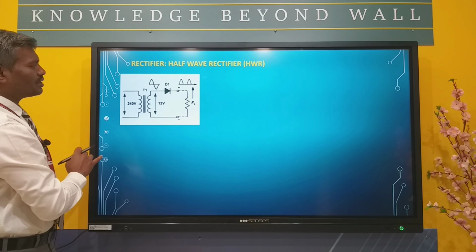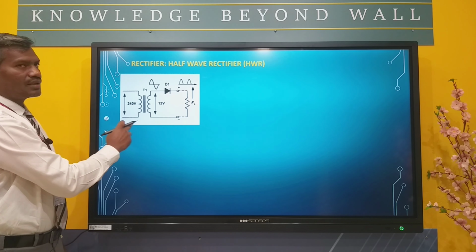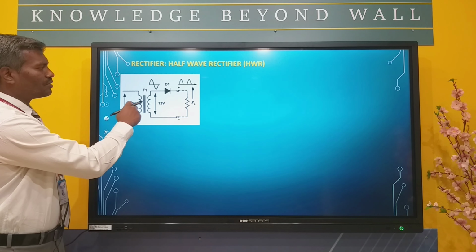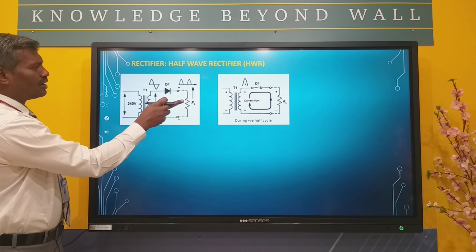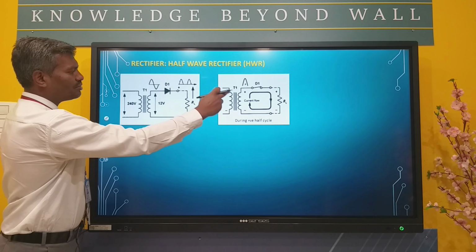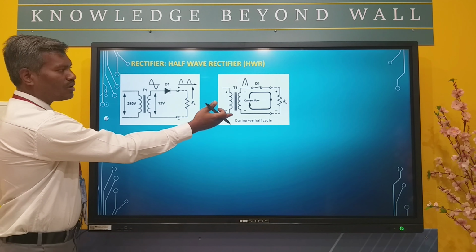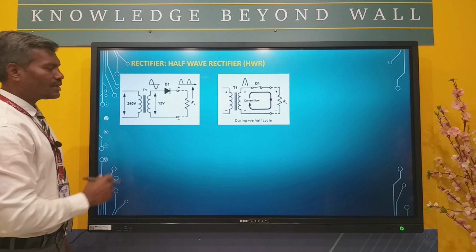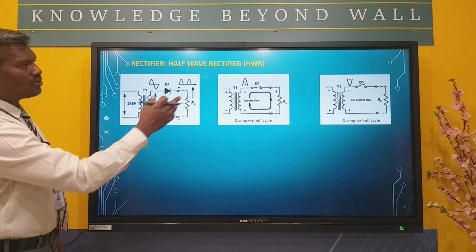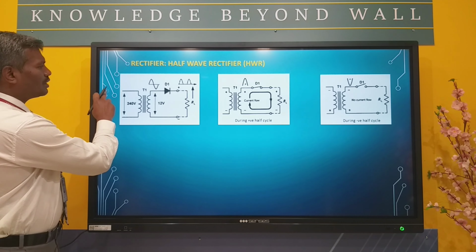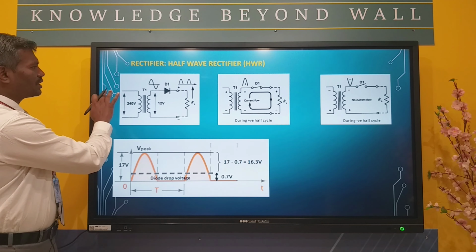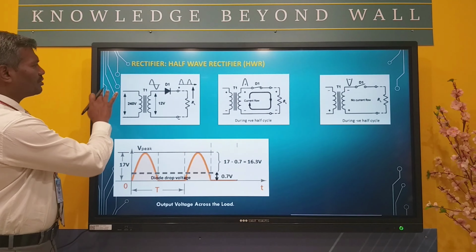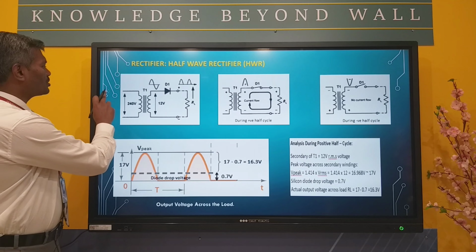Now the half wave rectification process. Here you can see the circuit diagram of a half wave rectifier, which consists of a transformer, a diode, and a load. We also have the operation of this rectifier: during the positive half cycle the diode is forward biased, and during the negative half cycle the diode is reverse biased, so the output voltage is available only during positive half cycles, right? Therefore a half wave rectifier will give you output voltage only during positive half cycles.